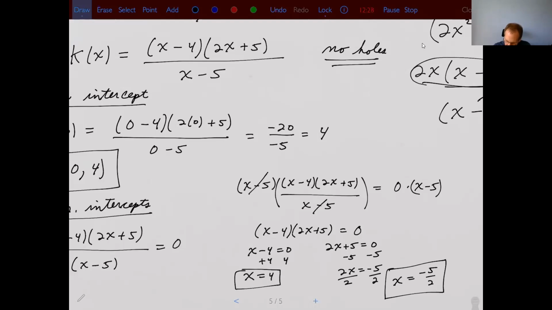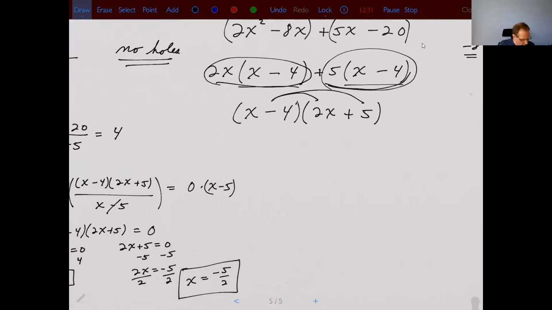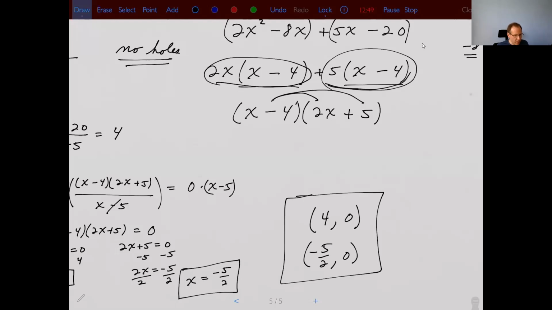So therefore, I'm running out of room here, let me just do it a little bit over here. My horizontal intercepts are going to be the points (4, 0) and (negative 5 halves, 0). That's where the rational function is going to pass through the x-axis, right? They're my horizontal intercepts. It's where the graph of that rational function passes through the x-axis. Okay. Here, let me graph this real quick to show you that.